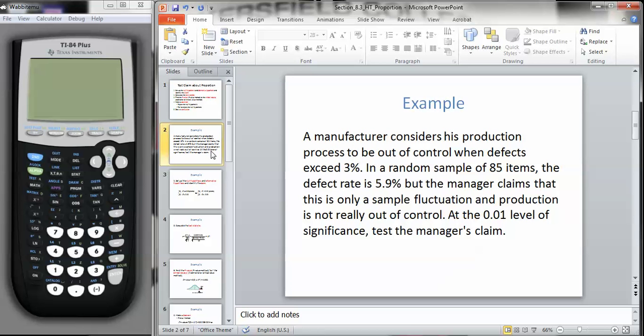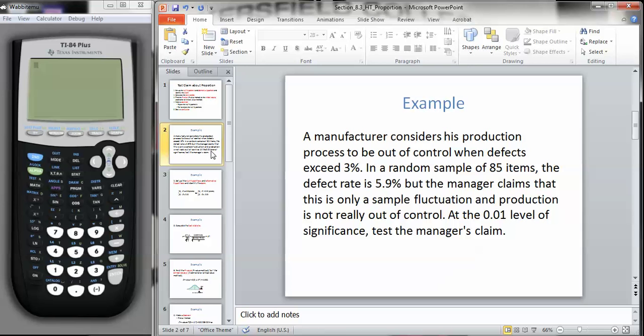So we have a manufacturer who considers his production process to be out of control when defect rates exceed 3%. In a random sample of 85 items, the defect rate is 5.9%, but the manager claims that this is only a sample fluctuation and the production process is not really out of control. At the 0.01 level of significance, test the manager's claim.